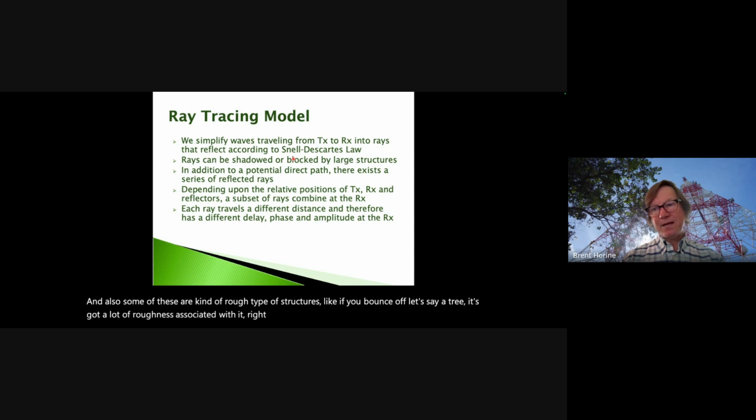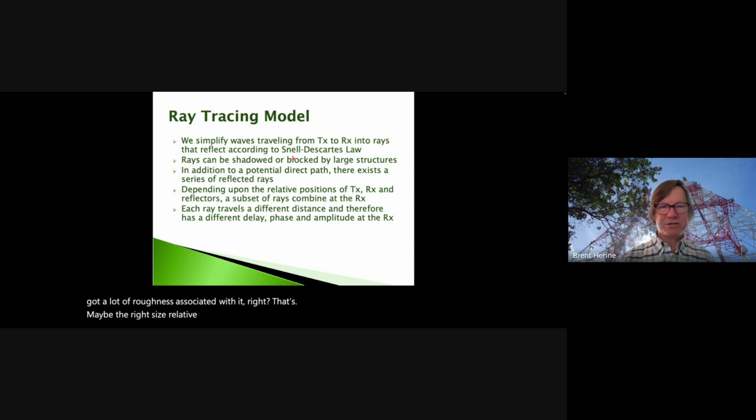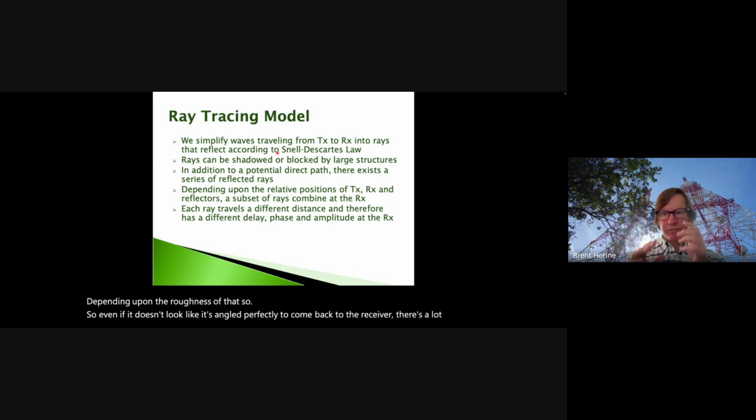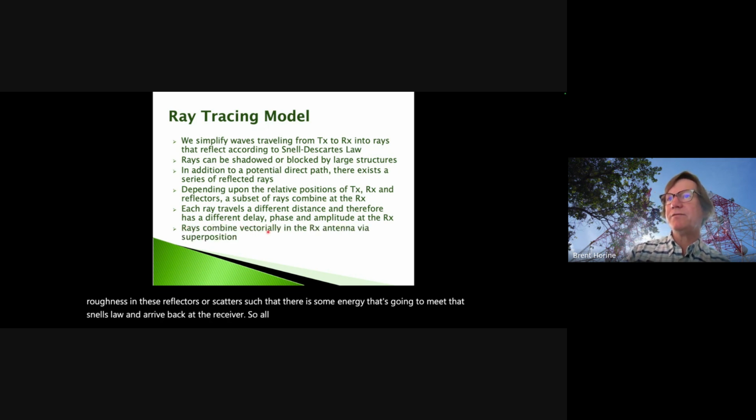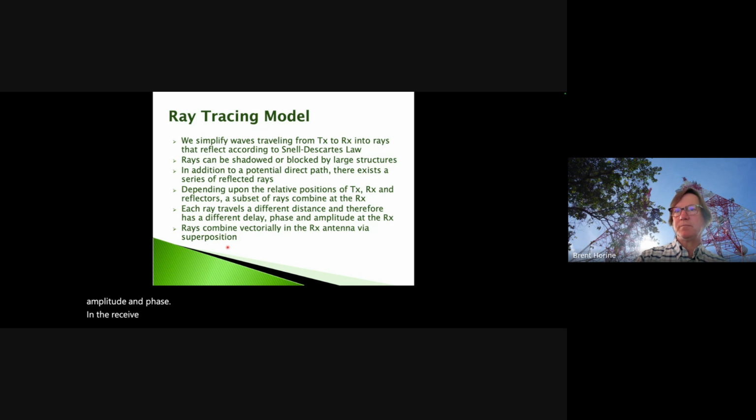That's maybe the right size relative to the wavelength, so that really you're getting all sorts of different angles bouncing off of that, right? Depending upon the roughness of that. So even if it doesn't look like it's angled perfectly to come back to the receiver, there's a lot of roughness in these reflectors or scatterers, such that there is some energy that's going to meet that Snell's law and arrive back at the receiver. So all these rays then combine vectorially, with amplitude and phase in the receive antenna via superposition, right?